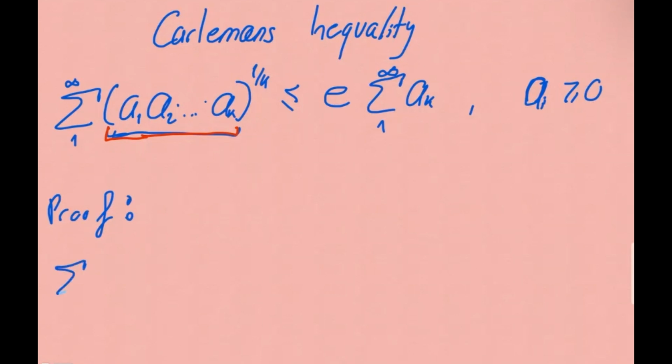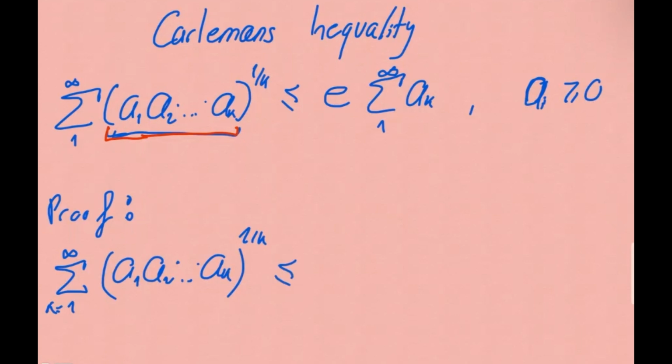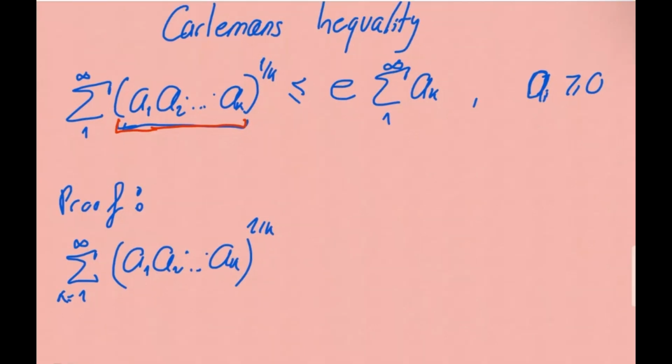Let's start out with the left-hand side, where we have a summation from k equals 1 to infinity of (a1 a2 ... ak) to the power of 1 over k, and that's smaller or equal. Oh no, actually we don't want to estimate just yet. First, we want to introduce new factors to this term. So let's write it out.